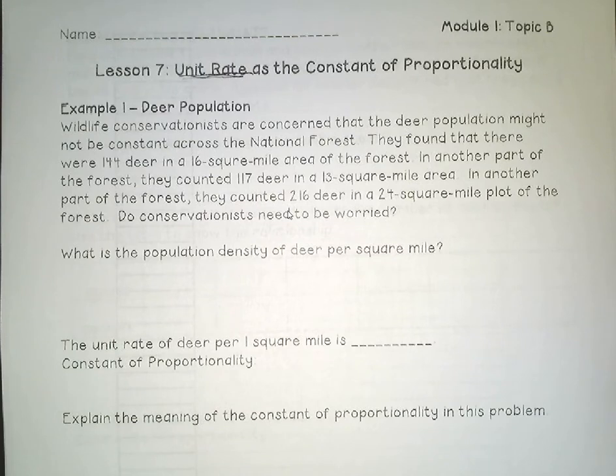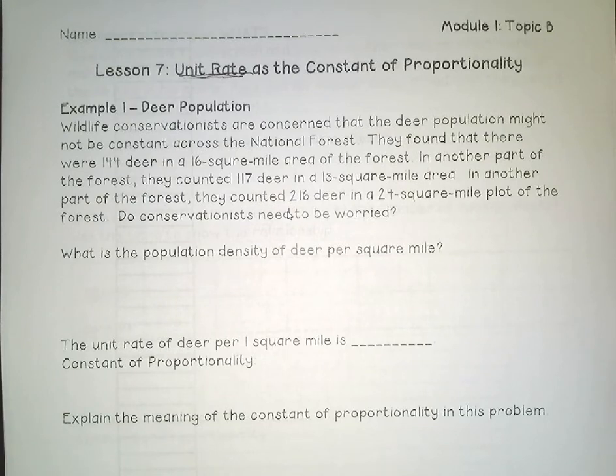Well, first of all, just to back up a little bit, why would the conservationists be worried? Sometimes we have overpopulation of deer, sometimes we have less population of deer, and that's when they are going to think about, why is this happening? Is there too much hunting going on? Is there some sort of disease? Are there many predators or something like that? So that's why the conservationists need to be worried.